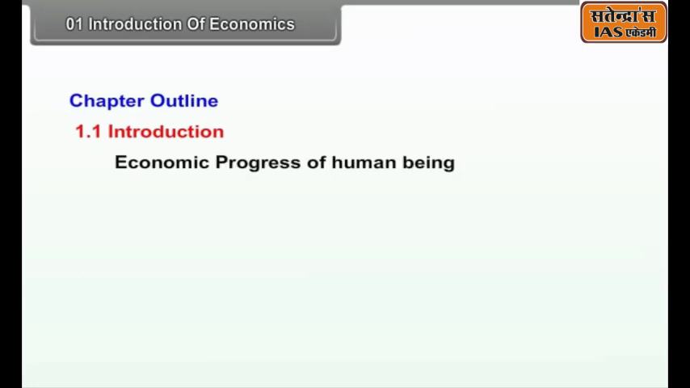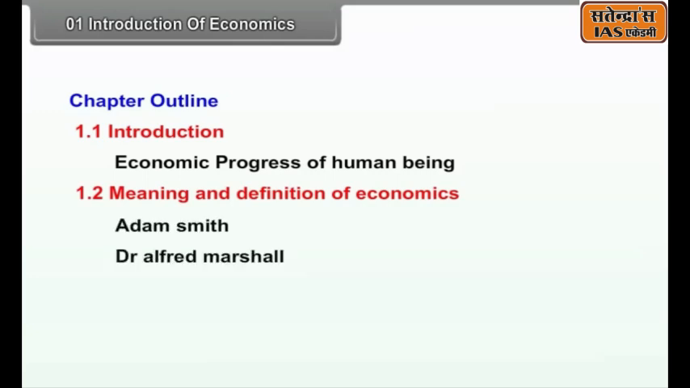Chapter 1, Introduction to Economics. Chapter Outline. 1.1, Introduction. Economic Progress of a Human Being. 1.2, Meaning and Definition of Economics. Adam Smith, Dr. Alfred Marshall, Professor Lionel Robbins.